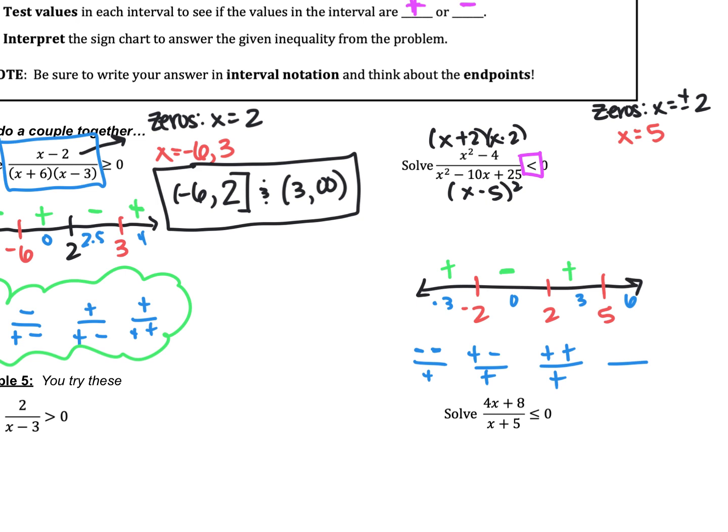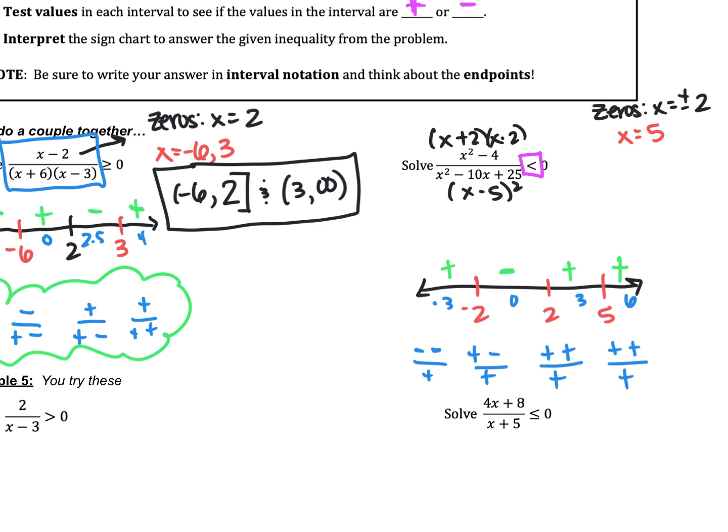And then I might pick 6. No, I'm going to get a positive on the bottom. 6 plus 2 is positive. 6 minus 2 is positive. Look at that. There's one of those places where it doesn't change signs. Okay? So it stayed positive.